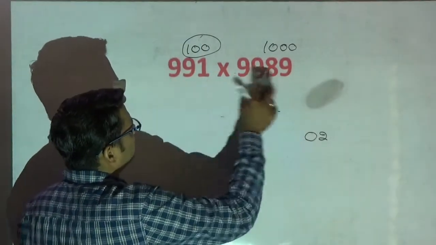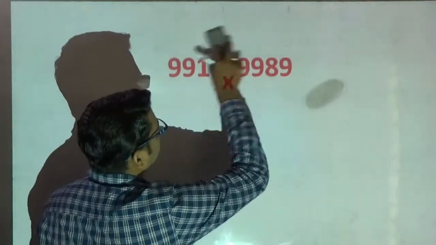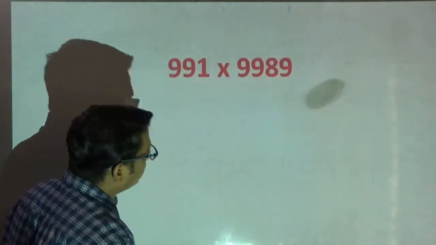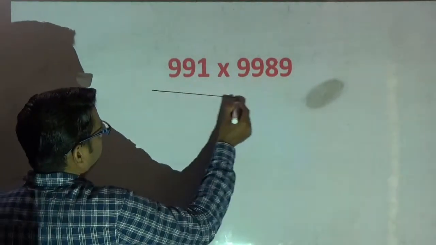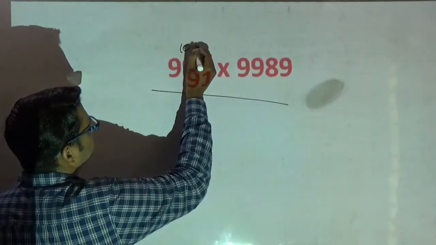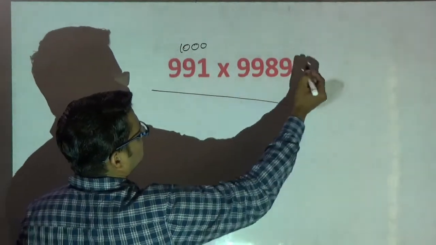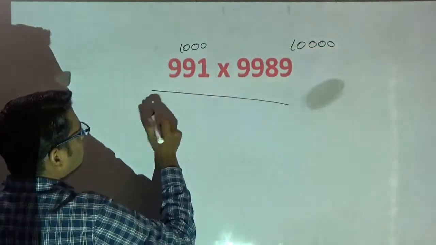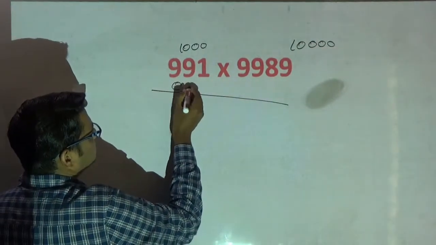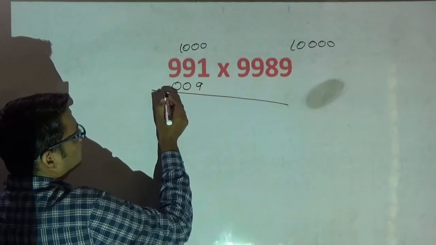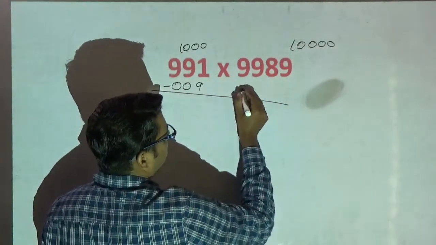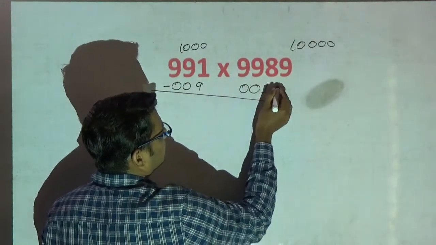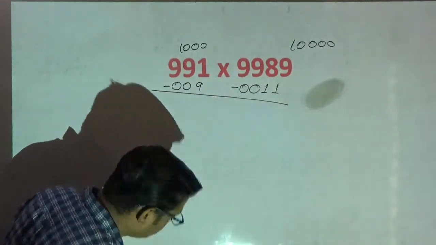So, I am multiplying 991 and 9989. Now please observe what I will do. The base for this is 1000. The base for this number is 10,000. Now, this is below your base by how much? This is below your base by 9. This is below this base by 11.